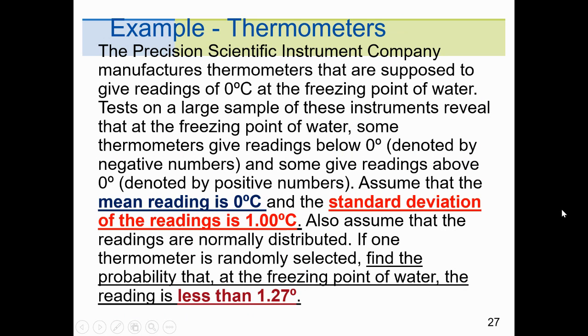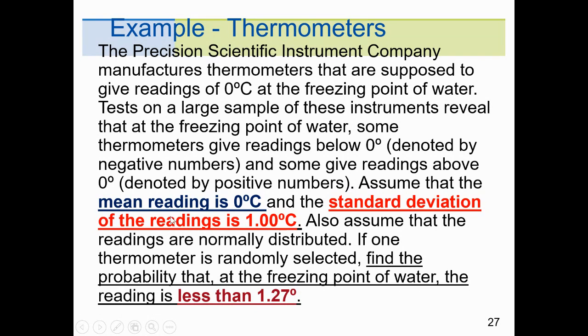All right, first example. The Precision Instrument Company manufactures thermometers that are supposed to give a reading of 0 degrees centigrade at the freezing point of water. Tests on large samples of these instruments reveal that some thermometers give a reading below 0 degrees, denoted by negative numbers. Some give a reading above. This is all well and good, but this is just setting up the problem. The problem really starts here. This is the meat of it here.